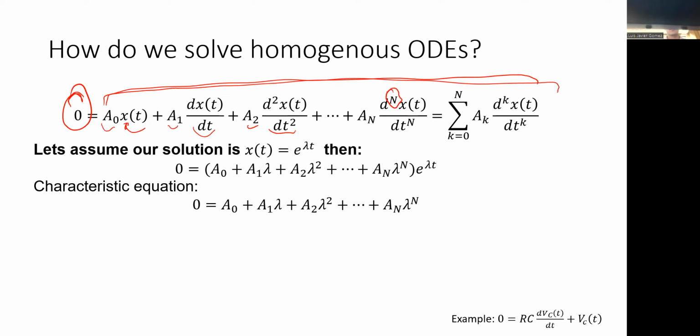If you had another unknown quantity y, so this is what you know, and that thing that you know is not zero, we call it inhomogeneous.